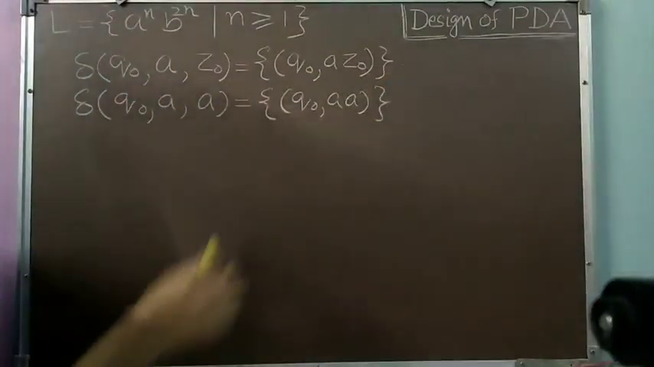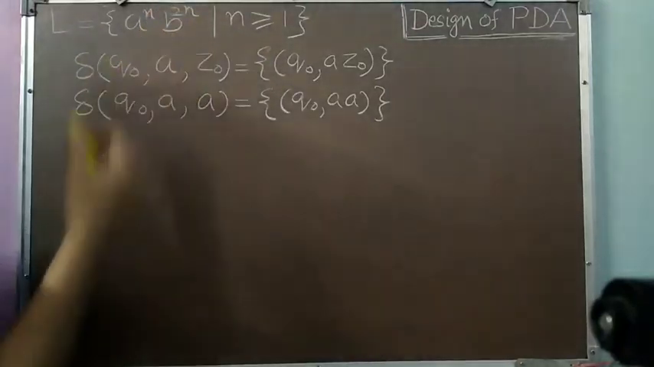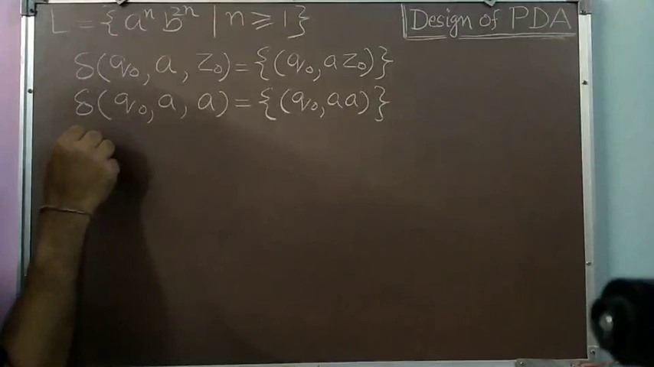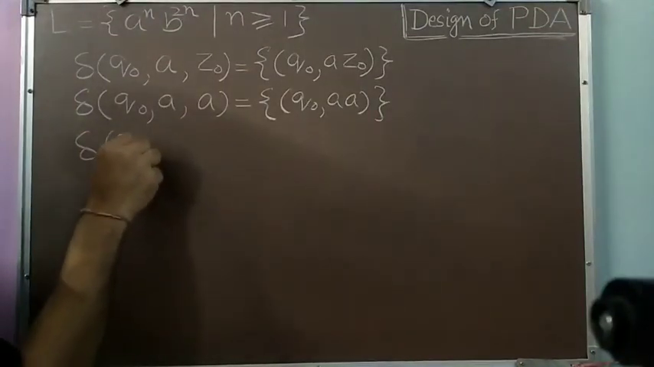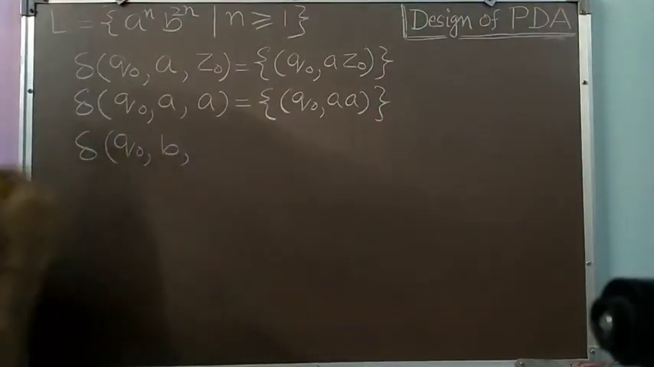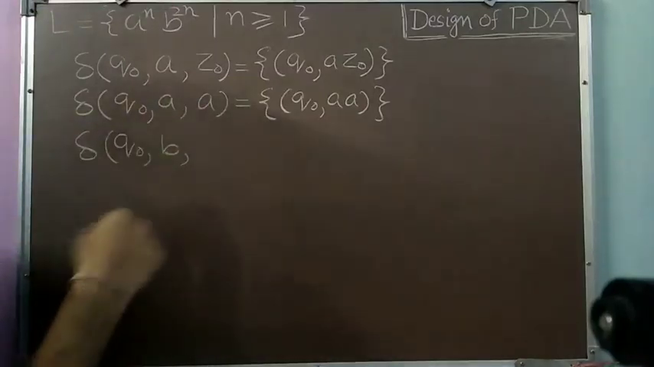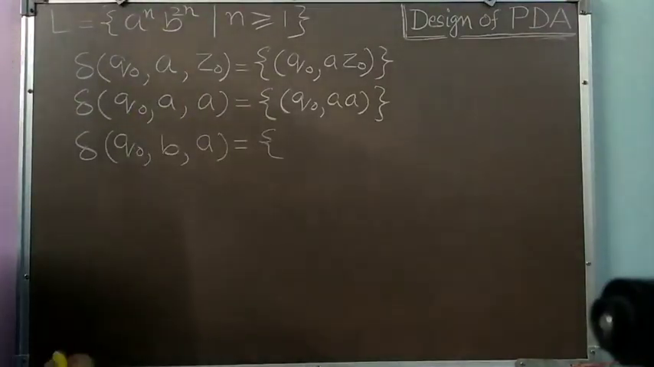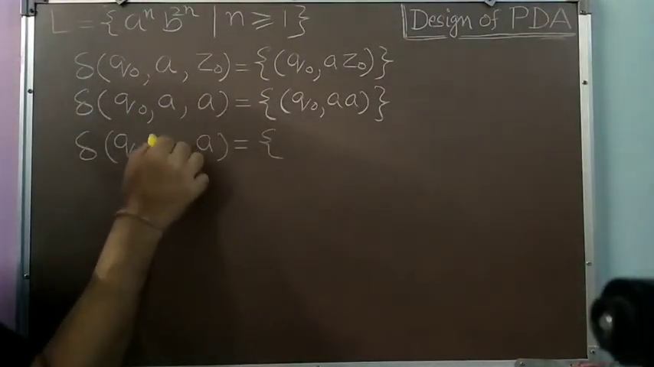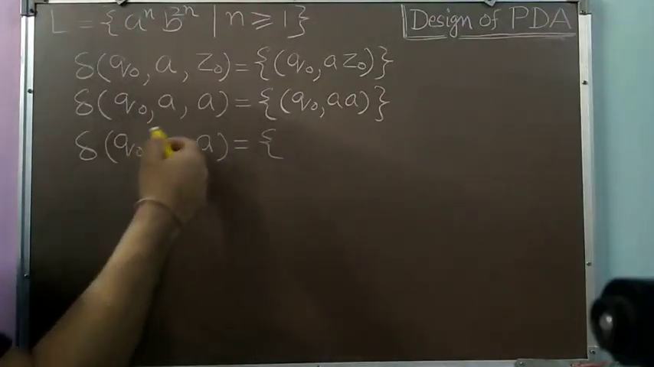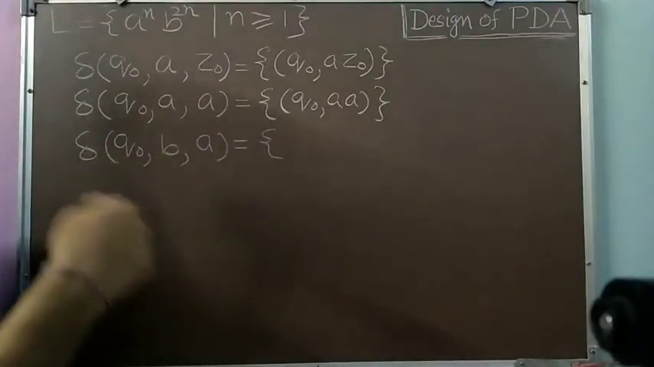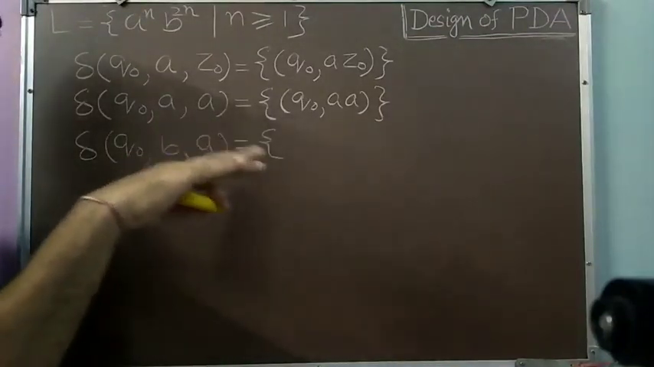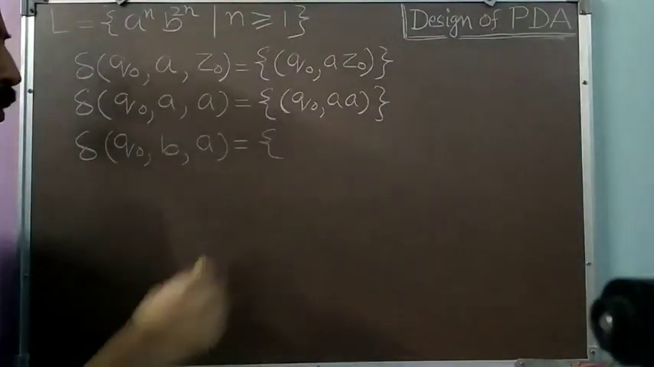So when all a's are pushed, we are in the state Q0, then we will start getting b's, and we have to match a's corresponding to the b's. So delta Q0, in the input we have received a b, that is the first b that we are getting, and on the top of the pushdown store will be an a. So what we have to do: corresponding to this b, do we have to remove this a or not? Because it is the first b in its pair, we don't have to remove a.